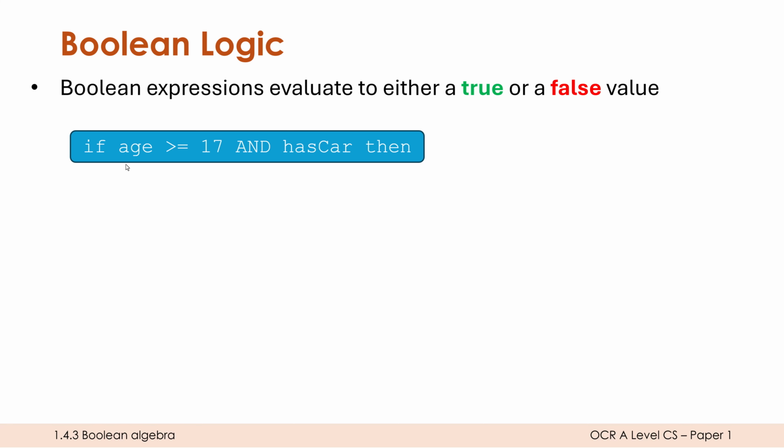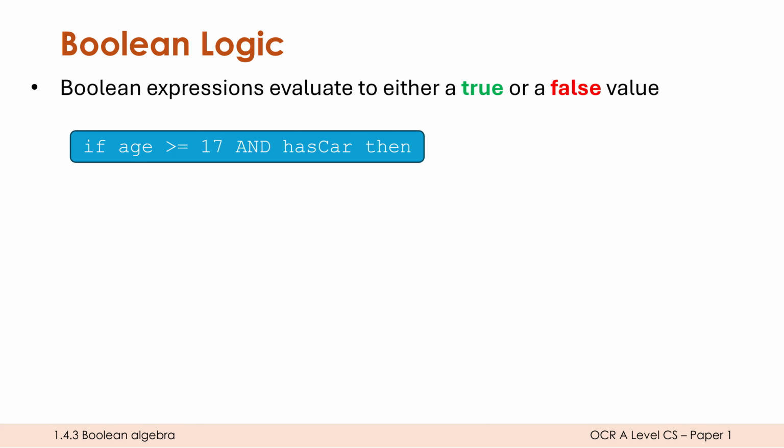Here is part of an if statement. I've got what we might call a Boolean condition. This is really also called a Boolean expression because this middle part is going to evaluate to either true or false. What it evaluates to will depend on the values of age and has car.